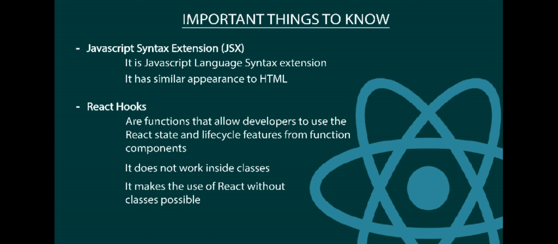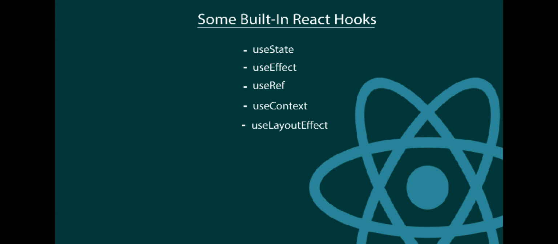So we need to look into React hooks also. React hooks are functions that allow developers to use the React state and life cycle features from function components. And React hooks do not work inside classes, and they make the use of React without classes possible. When we get into the real tutorial, we are going to make use of a lot of React hooks because they make everything easier. So these are some built-in React hooks. We have useState, useEffect, useRef, useContext, useLayoutEffect. useLayoutEffect is almost similar to useEffect. The difference is just not that much.